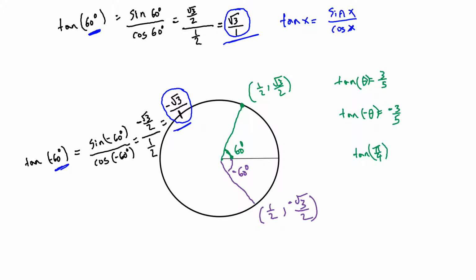Well, you can check this yourself, but the tangent of pi over 4 is going to be 1. So what does that mean for the tangent of negative pi over 4? Well, because tangent is an odd function, we know that the answers here have to differ by a factor of negative 1. In other words, they have to be opposites. So this would have to be negative 1.